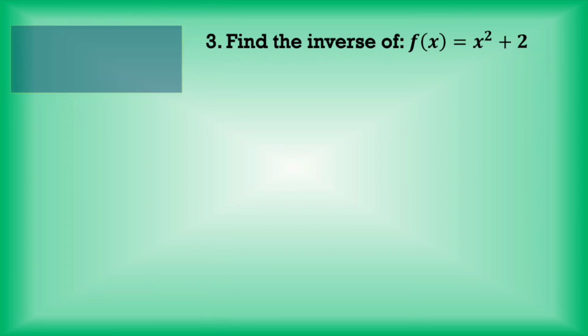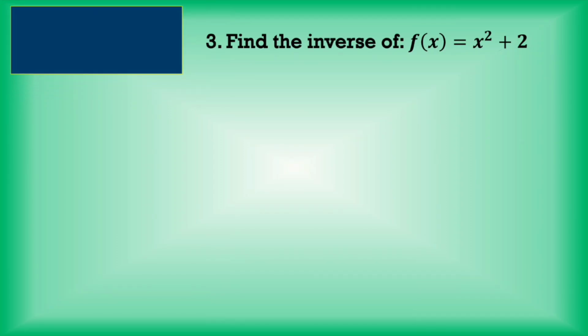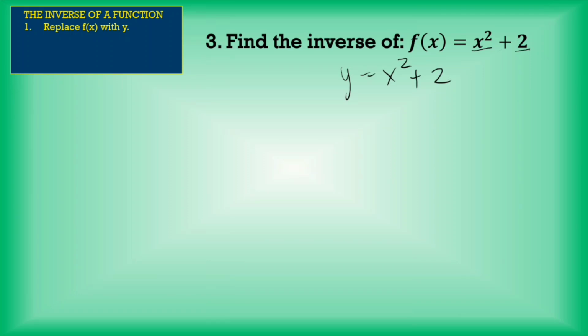Let's go now to our third example. What if it is a quadratic? In this given quadratic, you can see that there is no value of b, or no variable x raised to 1. So, only x raised to 2, followed by a constant positive 2. So, the first step is to replace f of x with y. And then, the second step, interchange x and y.